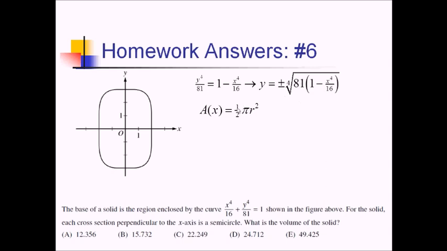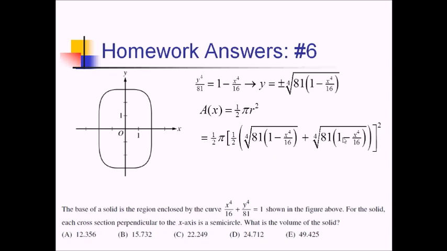So down here I've got a 1/2 times pi times 1/2. And now I'm just going to take half of the distance from here down to here. The top curve is given by positive all this stuff. The bottom curve is given by negative all this stuff. So I've basically got one of these radicals plus itself inside here. And once I take half of this radical plus itself, I square that, and that gives me my radius squared.